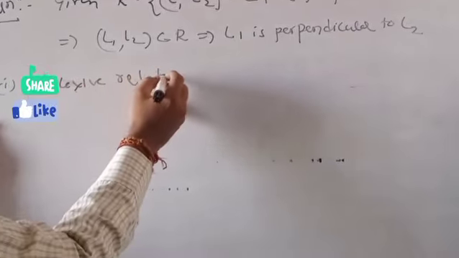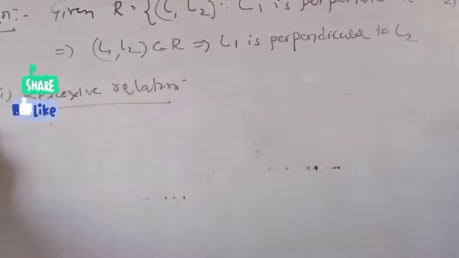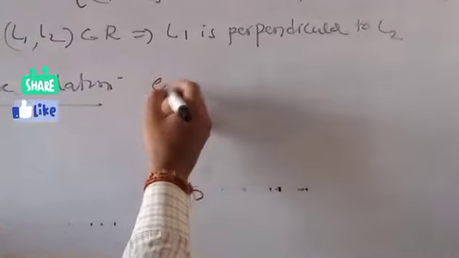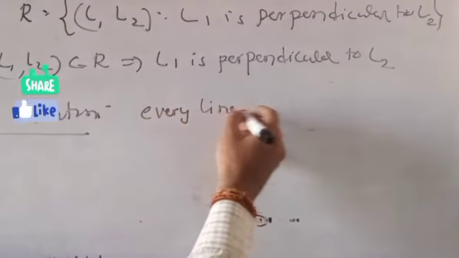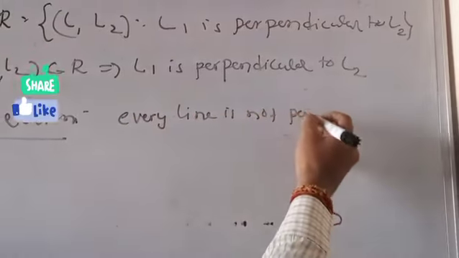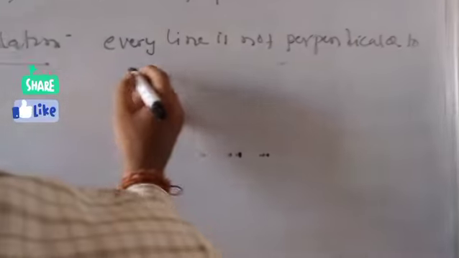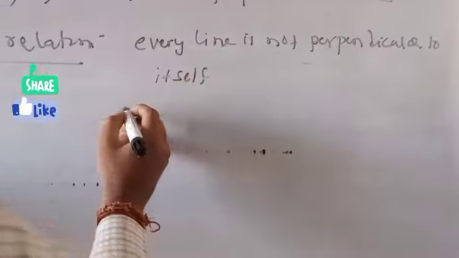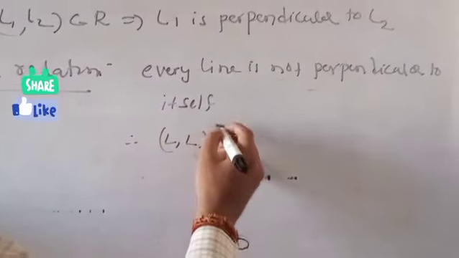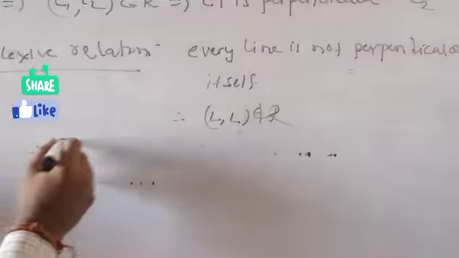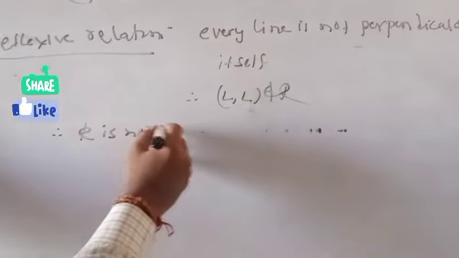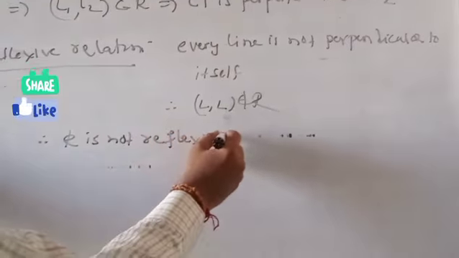Therefore, here first we have to check the reflexive relation. Every line is not perpendicular to itself. Therefore, (L, L) does not belong to R. Therefore, R is not reflexive.